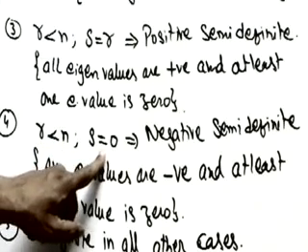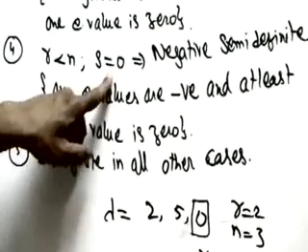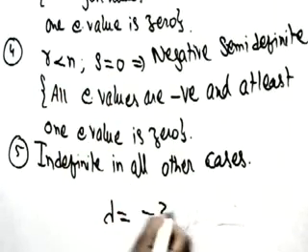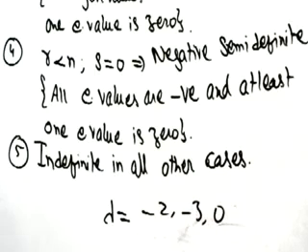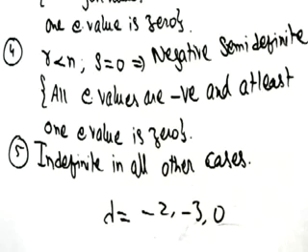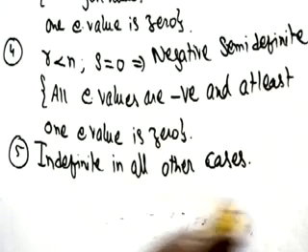If rank is less than n and s equals 0, it means all the terms are negative and one of the values is 0. Suppose we get -2, -3, 0. So this is 0, that means rank is 2 here. Variables is 3, rank is 2, but both of these are negative. So we call this negative semi-definite. And indefinite in all other cases.